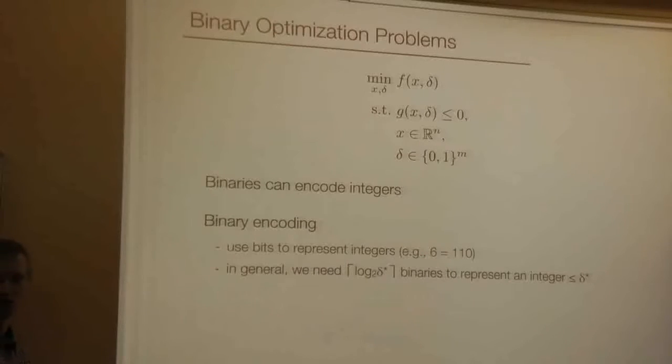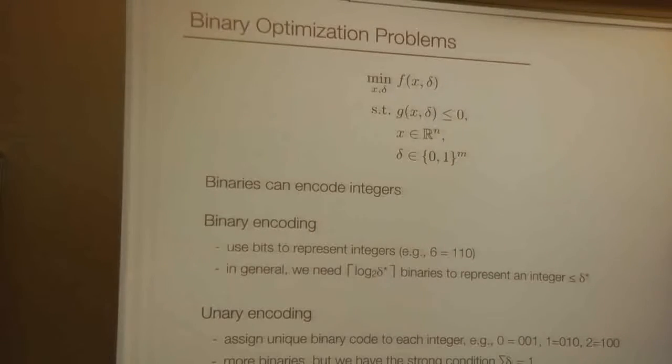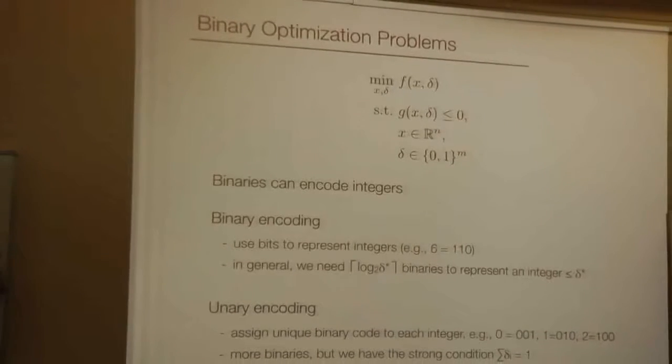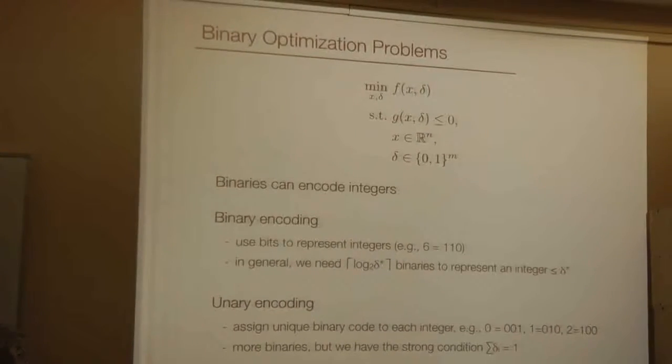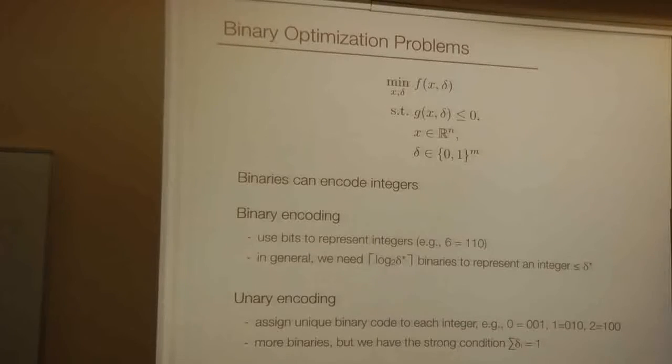There is one other way to encode integers. Does anybody know how such an encoding is called? It's usually used in computer science and not strictly in optimization. Have you ever heard of the word unary encoding? Unary encoding, basically what it does is, to each integer that we need to encode, for instance 0, 1, and 2, we know that if we would like to encode integers from 0 to 2 using the binary system, how many bits would we need?